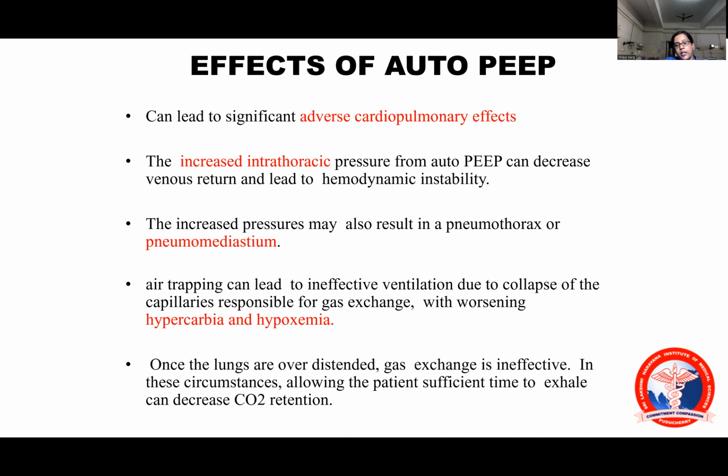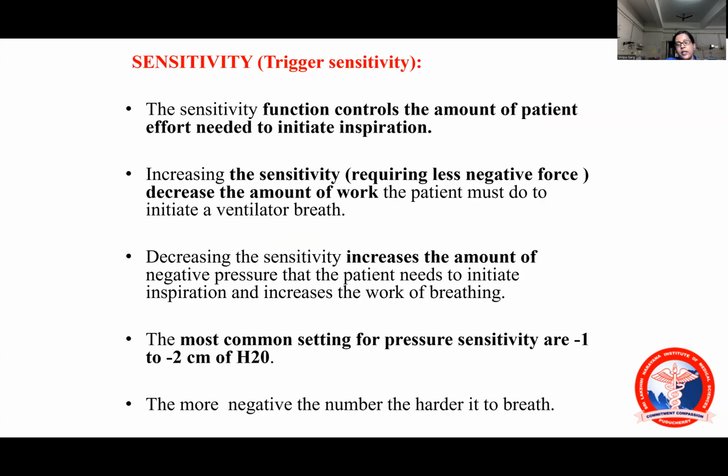Again, ineffective ventilation can lead to air trapping and collapse of capillaries that can result in dead space ventilation, which worsens hypercarbia and hypoxemia. Once the lungs are over-distended, gas exchange is ineffective because it compresses the surrounding capillaries. This results in CO2, that is carbon dioxide, retention.